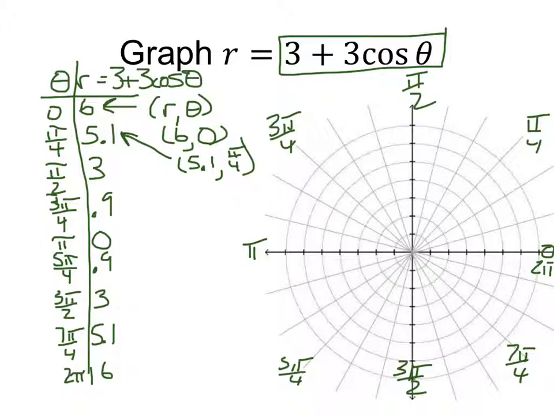And so what I'm going to do is go to my graph and start plotting these points. When my angle is 0 units, my radius is 6. So I'm going to go 1, 2, 3, 4, 5, 6, and my point is going to be here.